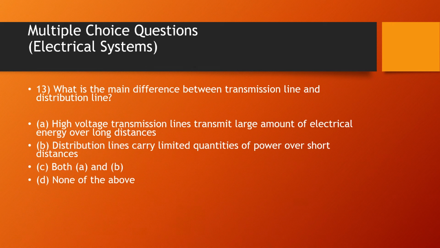Now coming to the next question, what is the main difference between transmission line and distribution line? Option A is high voltage transmission lines transmit large amount of electrical energy over long distances. Option B is distribution lines carry limited quantities of power over short distances. Option C is both option A and option B. Option D is none of the above. And the answer to this question is option C, that is both option A and option B.